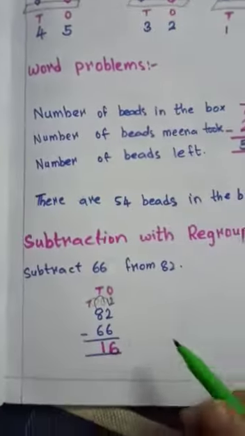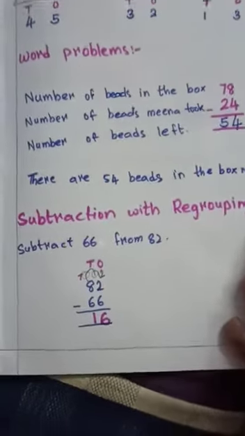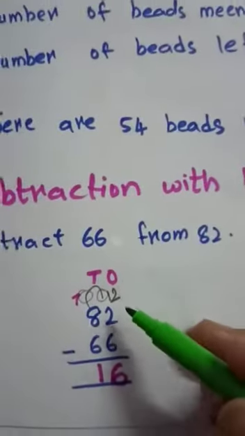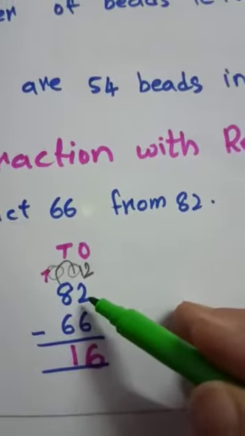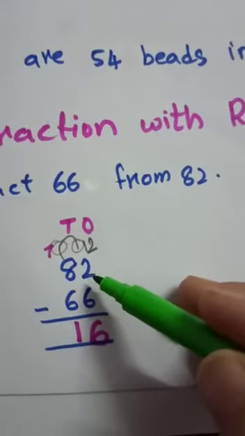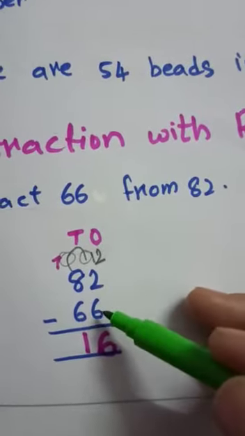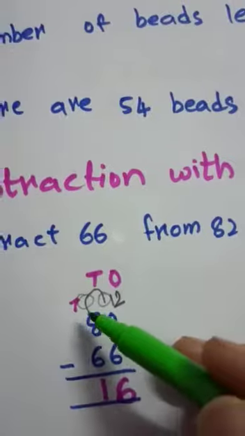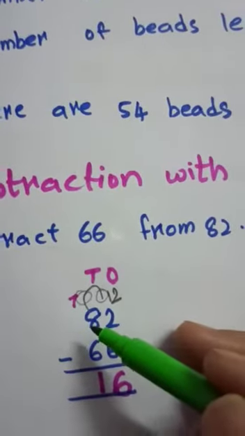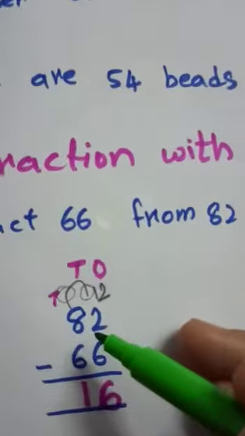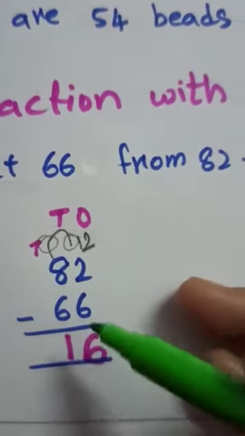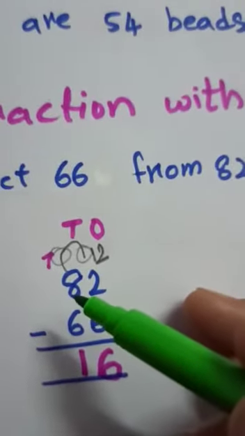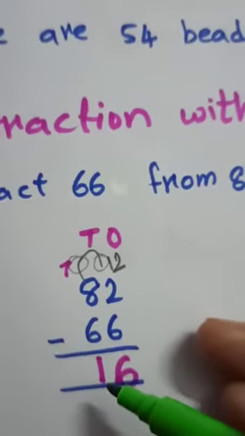Okay. Next, subtraction using regrouping. This is also called as subtraction with borrowing. Sometimes what will happen? We will not get enough ones to subtract. Here we have only 2, but here we have 6. But 2 is smaller than 6. So we are borrowing 1 ten from 10's place. So this number is becoming 12 now. 12 minus 6 is 6. From 8 we have borrowed. So 8 will become 7. 7 minus 6 is 1.